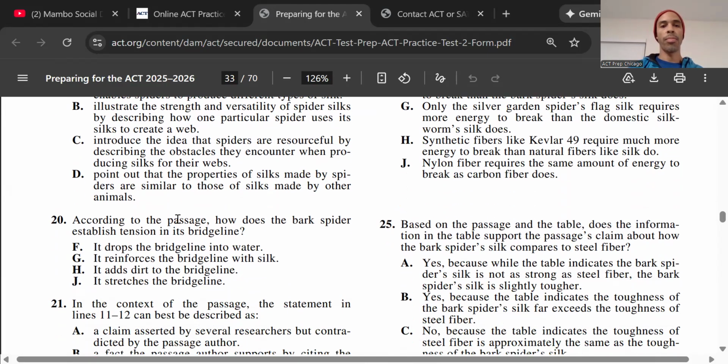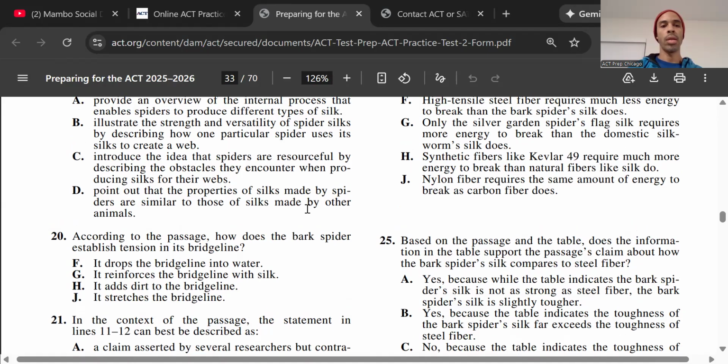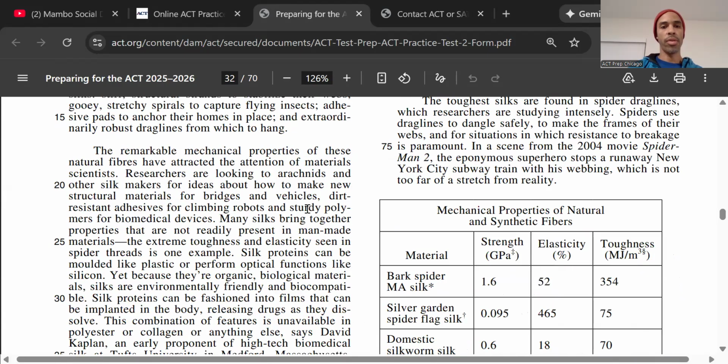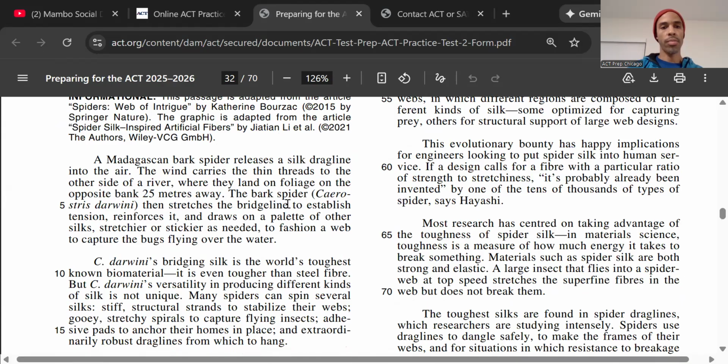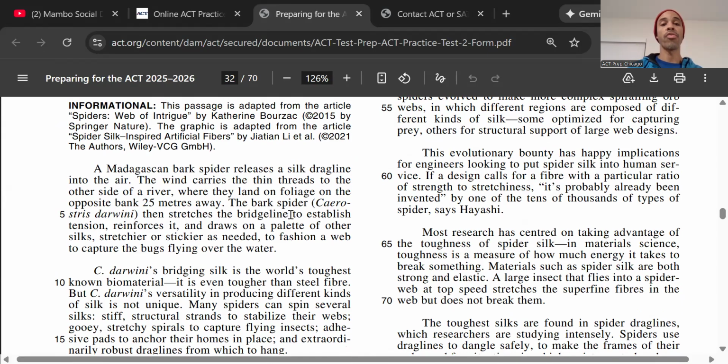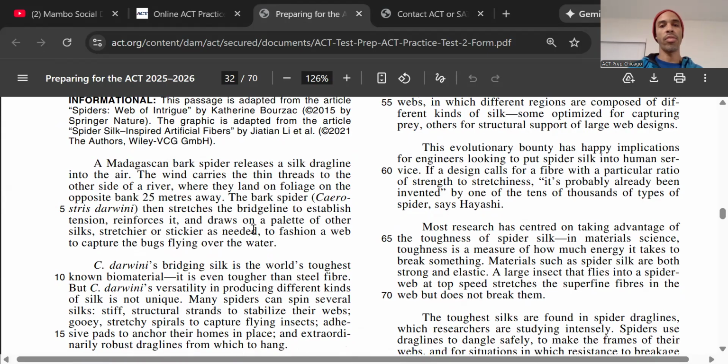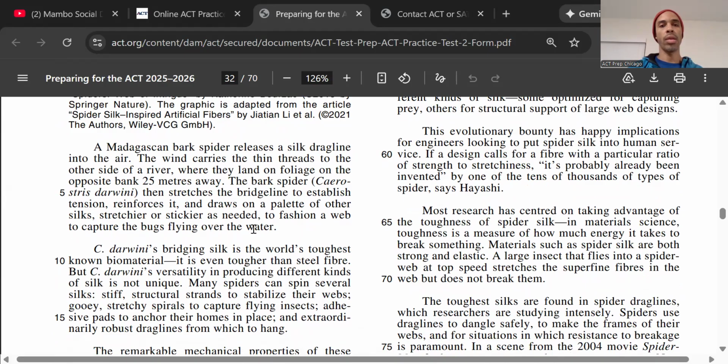19 was a B. 20. According to the passage, how does the bark spider establish tension in its bridge line? It drops the bridge line into water. No. It reinforces the bridge line with silk. Yes. It adds dirt. It stretches. No. It reinforces the bridge line with silk. Establish tension in its bridge line. That was in the beginning, right? The bark spider then stretches the bridge line to establish tension, reinforces it, and draws on a palette of other silks. Yeah, because it stretches it to establish tension. Yeah, because silk is the spider web.